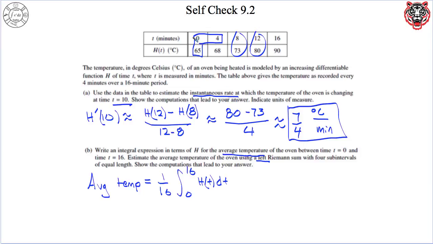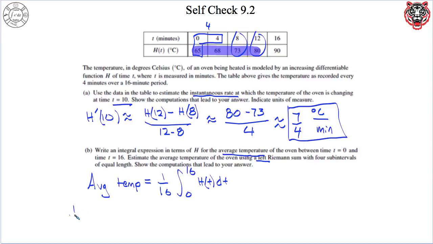Okay, so our width for our rectangle, our base for the rectangle, is 4, because that's a distance of 4, and then we multiply by the height of 65. So you'll note that we are going to be using all of these values right here. We're not going to be using the 90. All right, so let's go ahead and set this up.